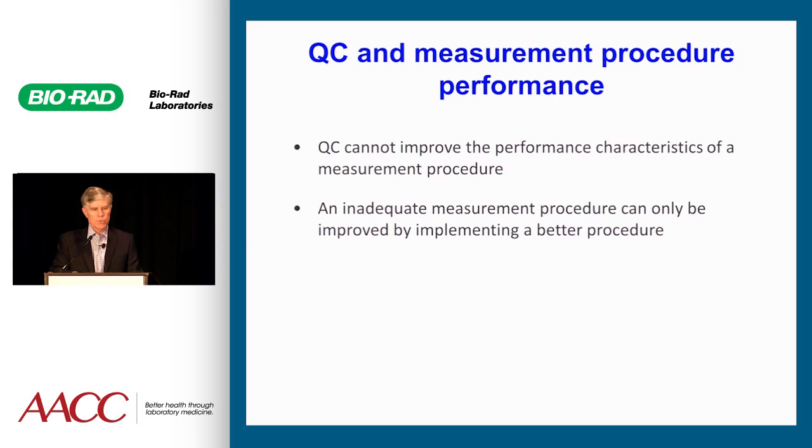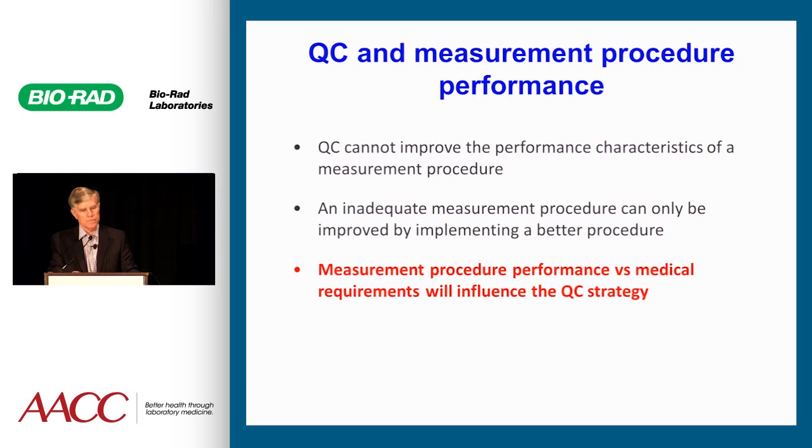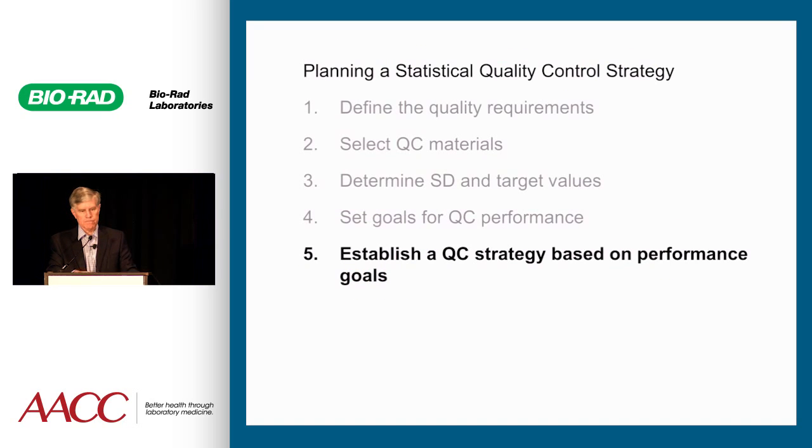So it's really important to remember that quality control cannot improve the performance characteristics of a measurement procedure. It is what it is. The important thing is to know what it is. An inadequate measurement procedure, however, can only be improved by implementing a new measurement procedure. If we don't have a better one available, the measurement procedure performance is going to influence the QC strategy. And we'll get to that momentarily.